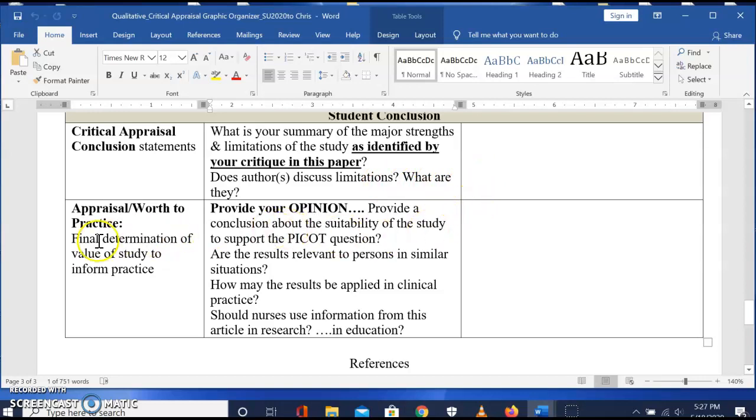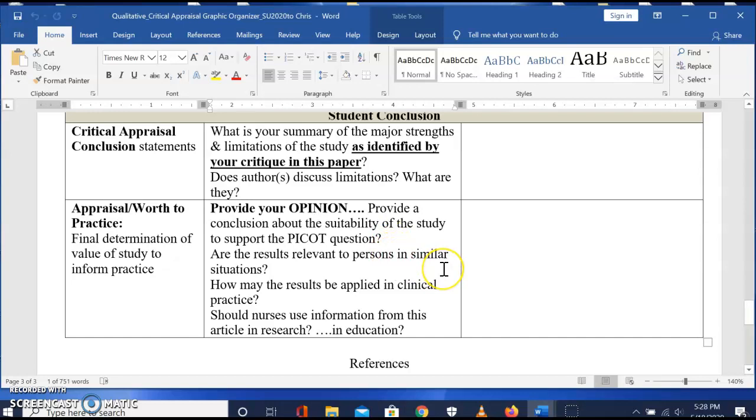Last but not least, we want you to appraise the worth to practice. So the whole idea of doing this critique is to determine, can you use this study in your PICO question? So we're pretending you have an evidence-based project and you have a PICO question. We want you to think about this article, and do you think that this article would be helpful in establishing an evidence-based practice using your PICO question?